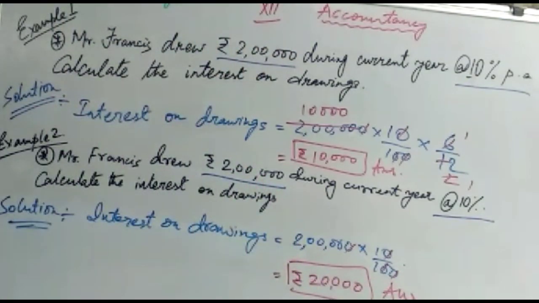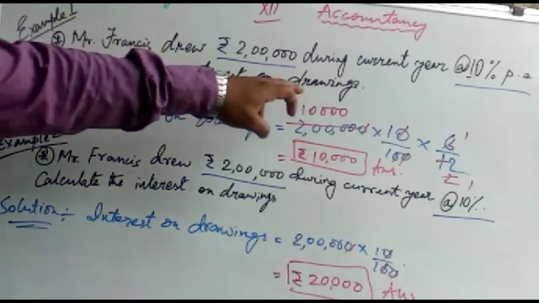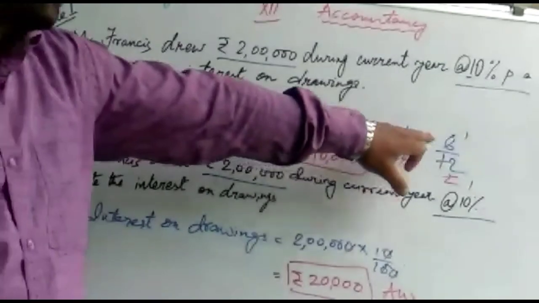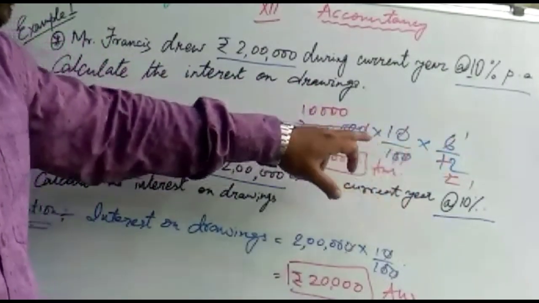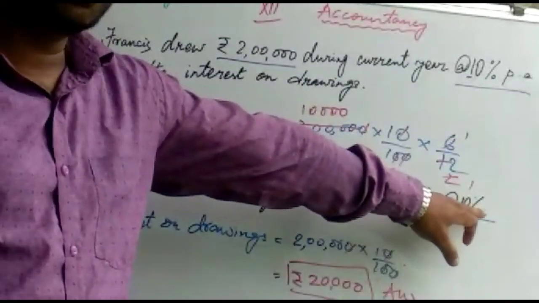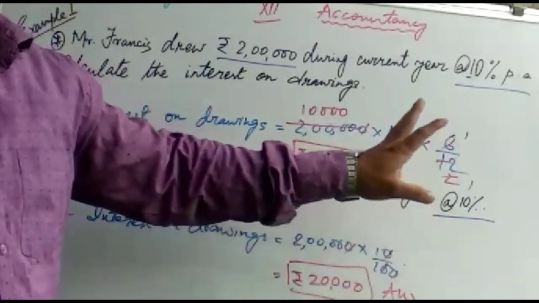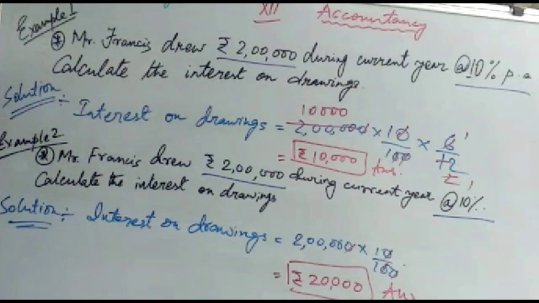20,000. So here we can conclude that whenever per annum is mentioned in the sum, you have to take 6 by 12 on average, and when per annum is not mentioned in the sum, then we just have to avoid the time duration. That's all for today.